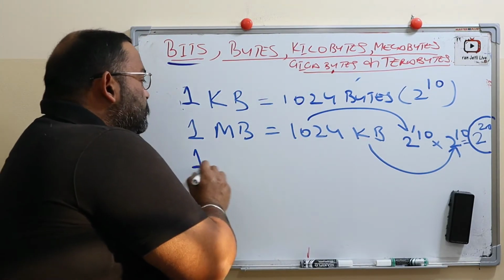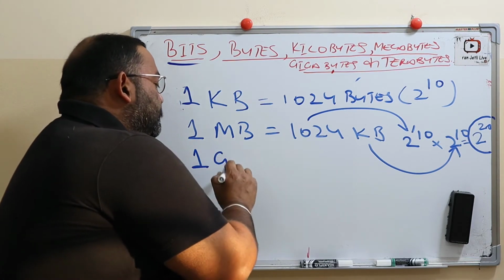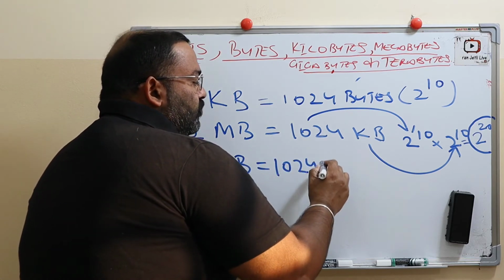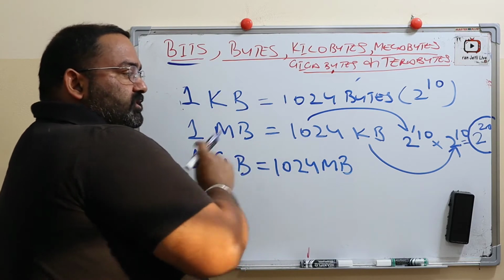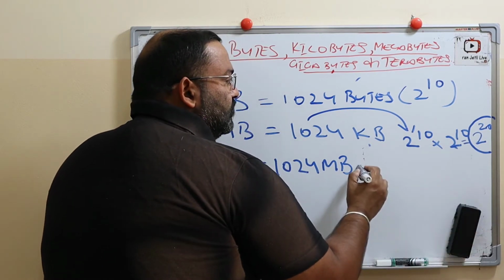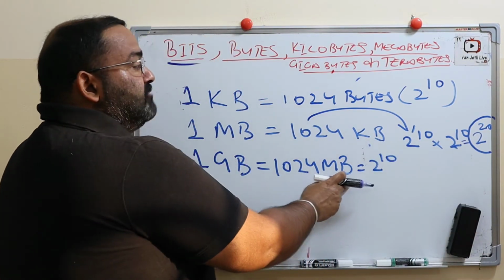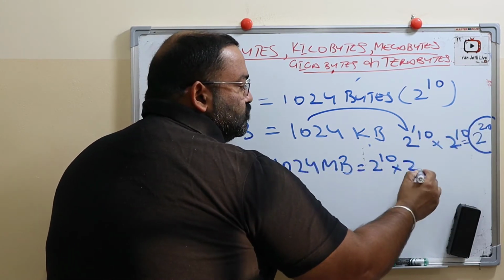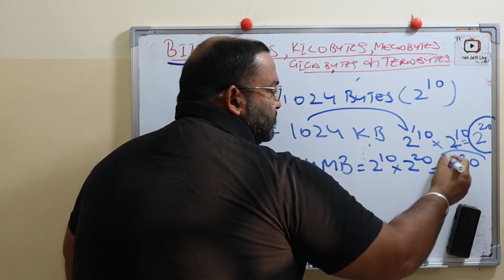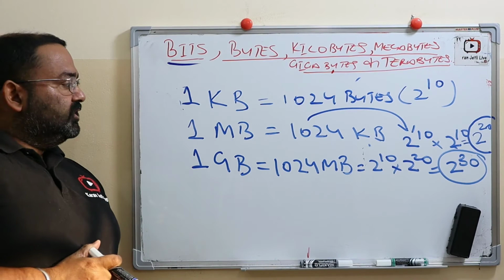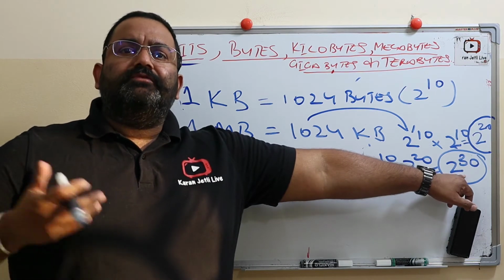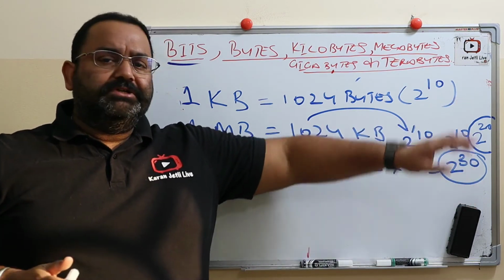Then after megabyte, what do we have? Gigabyte. Now what is 1 gigabyte? Again it is 1024 MB. Now what is 1024 again? 2 power 10. Now what is MB? MB is 2 power 20, and what do we get? 2 power 30. So how many bytes in 1 gigabyte? 2 power 30 bytes. If we calculate too many bytes, this is an easy scientific notation, isn't it? 2 power 10, 2 power 30, and so on.